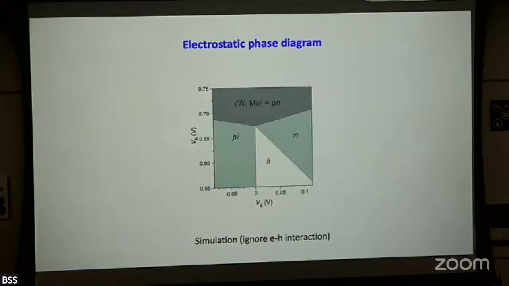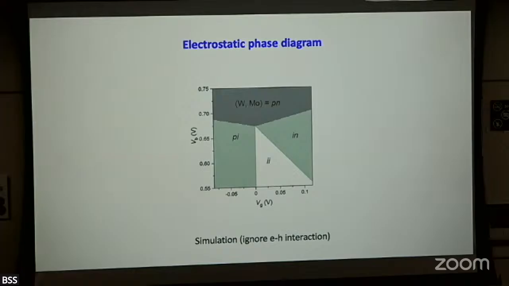First, let's look at the electrostatic phase diagram, as a function of the two voltages, the gate voltage and the bias voltage. And this is a simulation ignoring electron-hole interaction. So when the bias voltage is small, we can have intrinsic for both layers for small gate voltage. But then if you tune the gate voltage, you can become electron doped and hole doped, right? So on this side is hole doped, on the other side is electron doped.